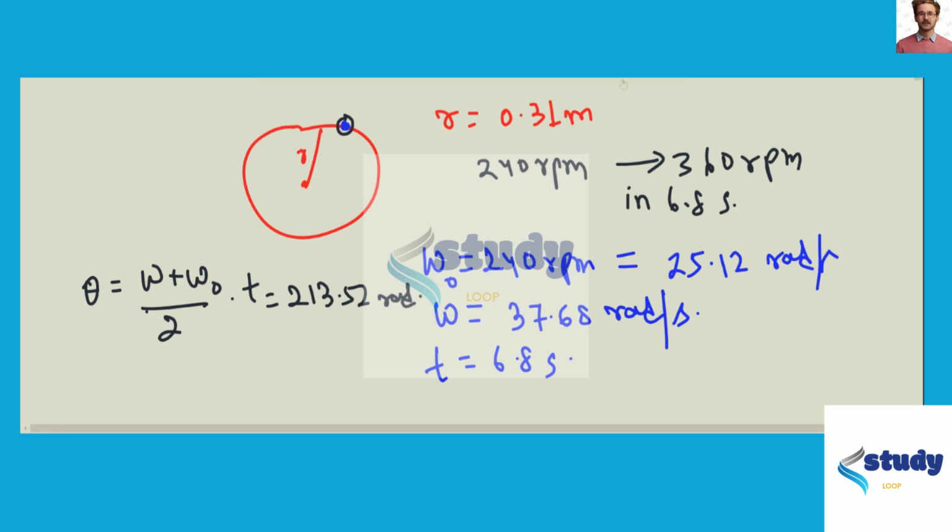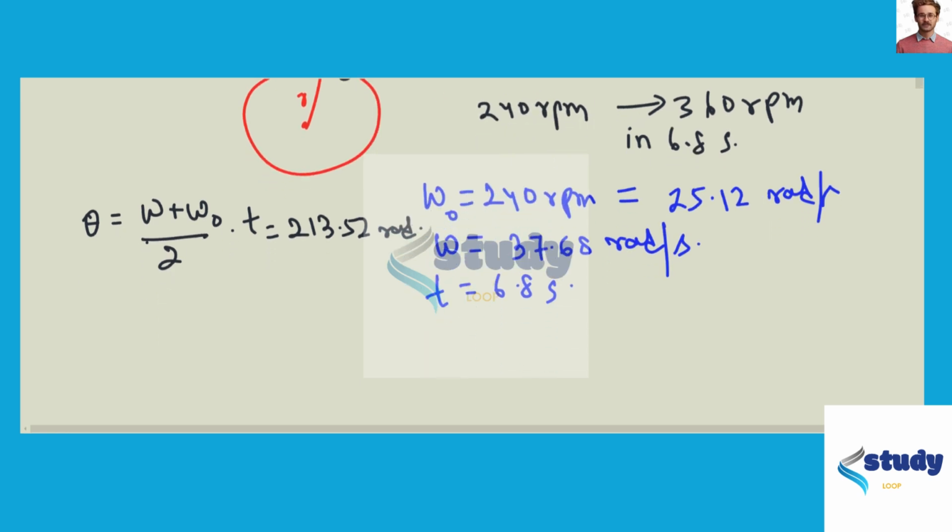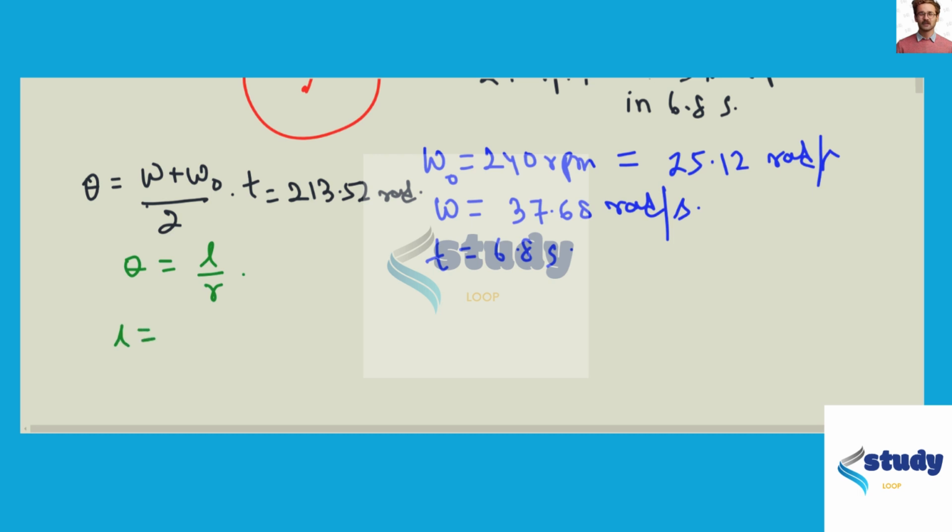And we know an expression that relates the angular displacement with the linear displacement, and that is theta is equal to L by R. So L here is the linear displacement which we need to figure out. So we multiply this angle, that's 213.52, with the radius, that's 0.31. So we get here the result as 66.1912. So approximately up to 3 significant figures, we can say that the length a point traveled will be 66.2 meters.